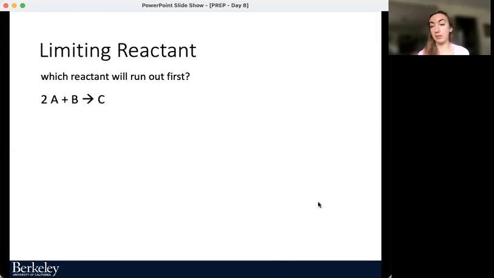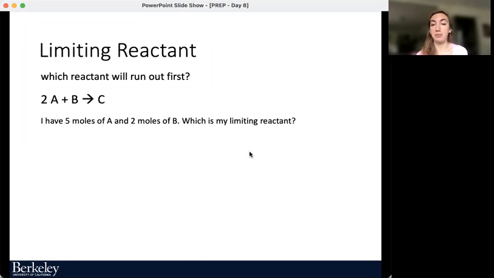So for example, let's say I have a reaction that's 2A plus B makes C. So again, A and B and C are just molecules of some kind. I don't care, it doesn't matter. I have 5 moles of A and 2 moles of B. What is my limiting reactant?